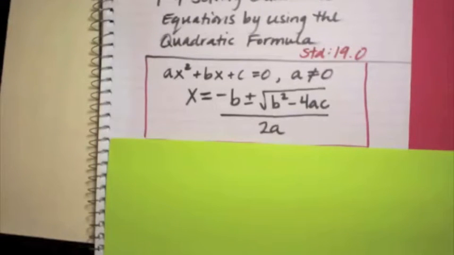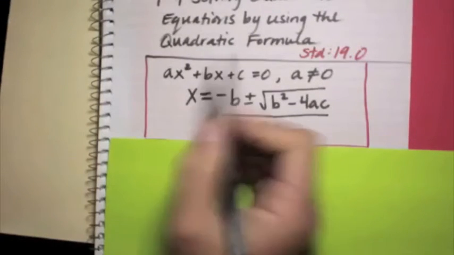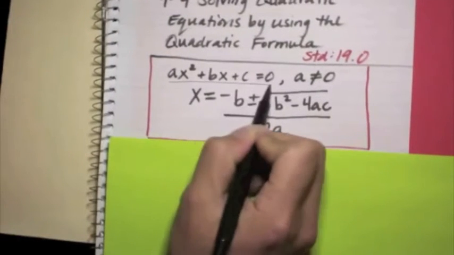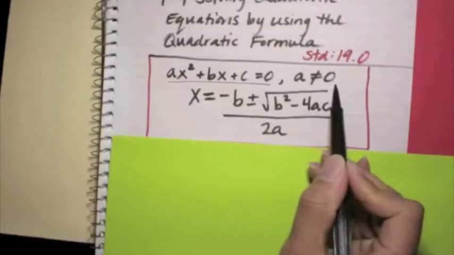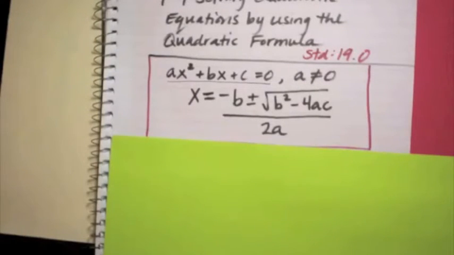For any quadratic equation in the form ax squared plus bx plus c equals 0, and it has to be in that form, and a cannot equal 0, the quadratic formula that you can use to solve for x or solve for the roots is x equals negative b plus or minus the square root of b squared minus 4ac all over 2a. You can either memorize the formula or you can memorize the song, whichever is easier for you.